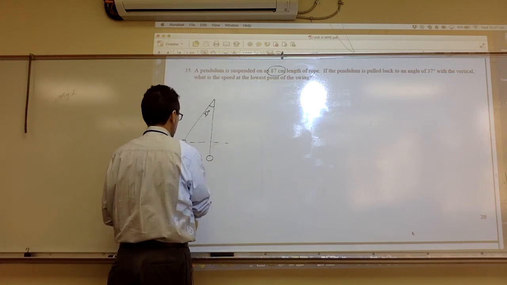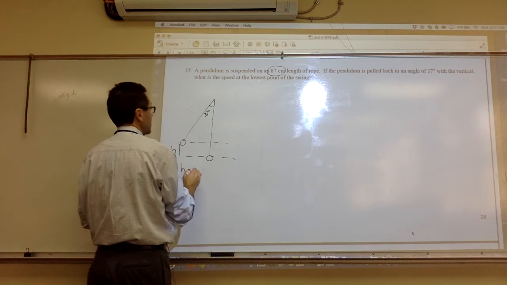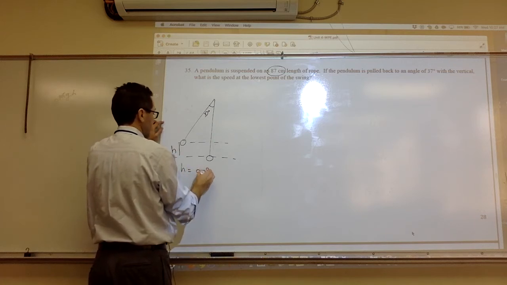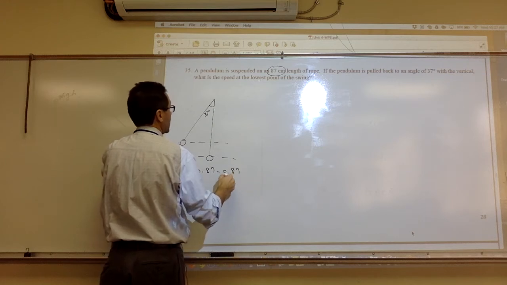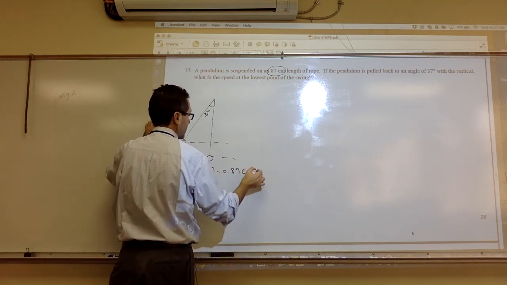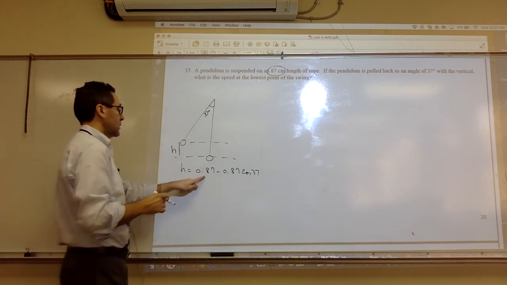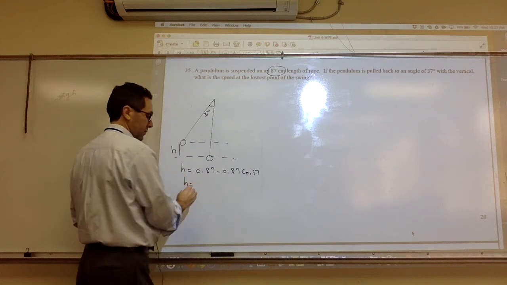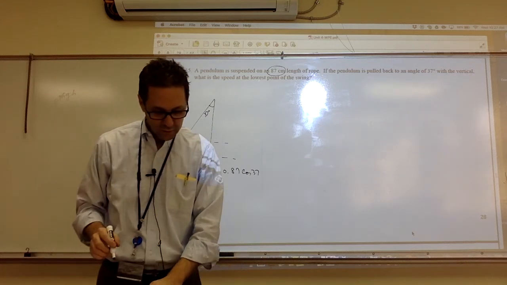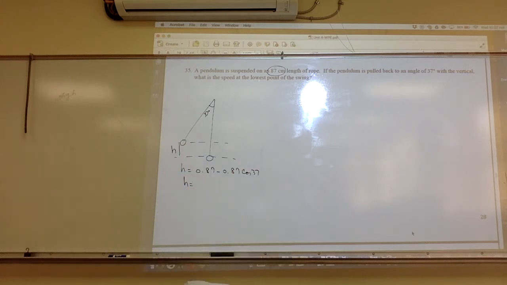So we need to figure out this height here, which I showed you is the length of the string minus the length of the string cosine of 37. Now you could have found this in centimeters and changed it later. You can change the length to meters right away. You do whatever works for you. So the height is 0.175.